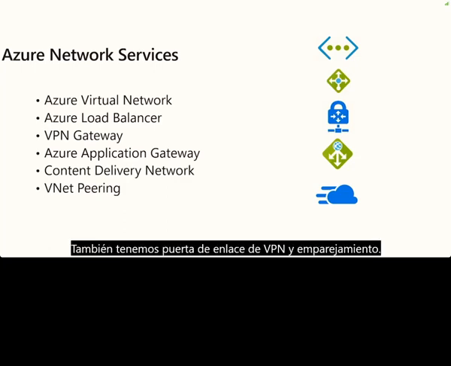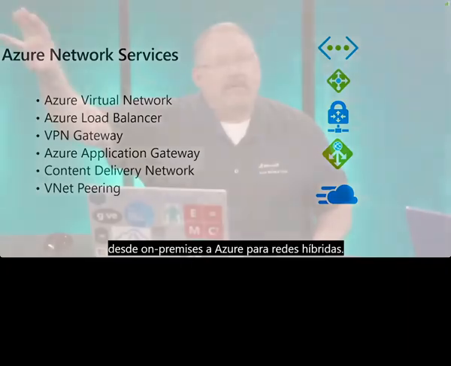We also have VPN gateway and peering. I'm going to talk about those in a moment, but it's one of the key technologies we use under the covers on how we can connect our virtual networks, but also, more importantly, how we can connect from on-prem into Azure for hybrid networking. So we're going to use VPN gateways or peering. I'm going to talk about those differences in just a moment.